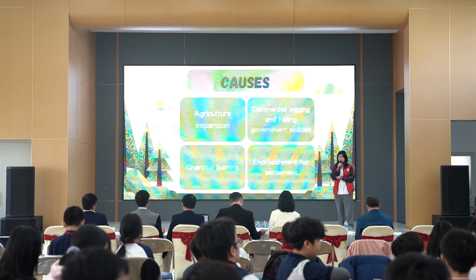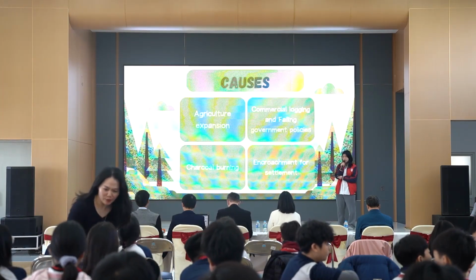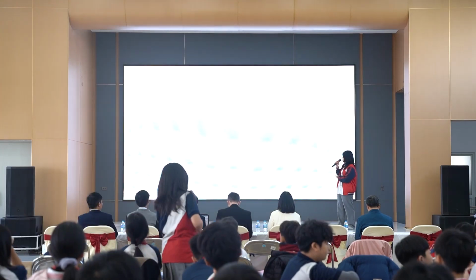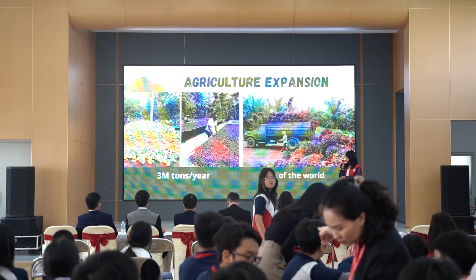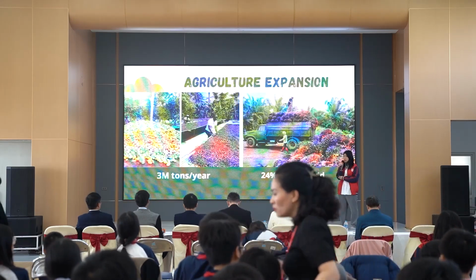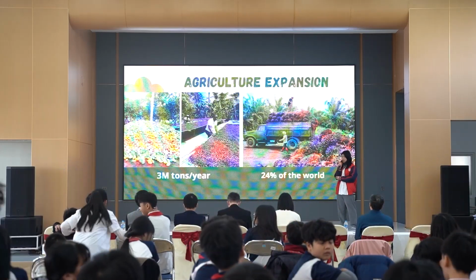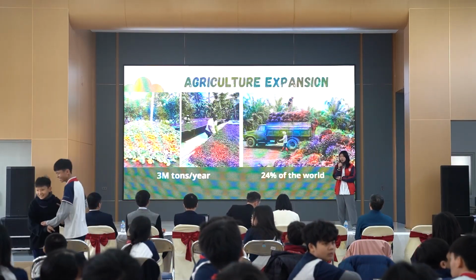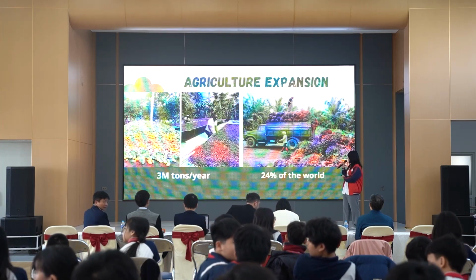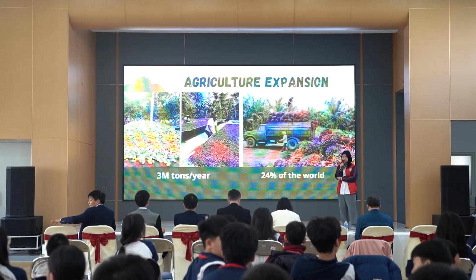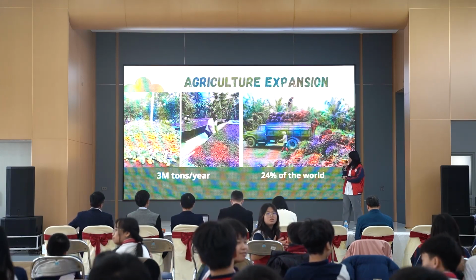So what are the causes of deforestation in Africa? There are 4 main drivers of deforestation in this continent. The first is agriculture expansion. Africa produces nearly 3 million tons of cocoa every year, which requires huge amounts of land. Many trees have been cut down for cocoa production. Another resource in Africa is palm oil. This continent accounts for 24% of the world's production, and the expansion had devastating effects on African forests.